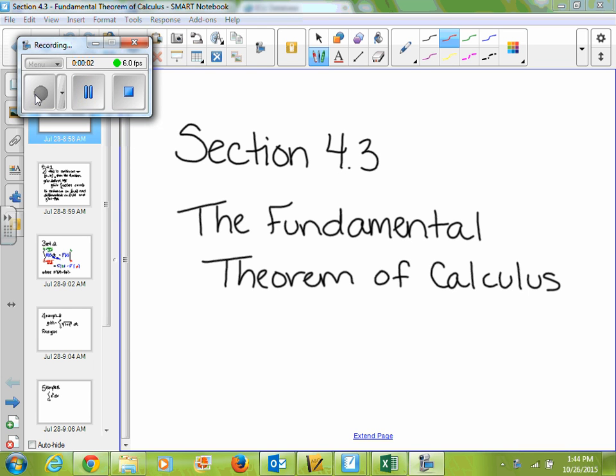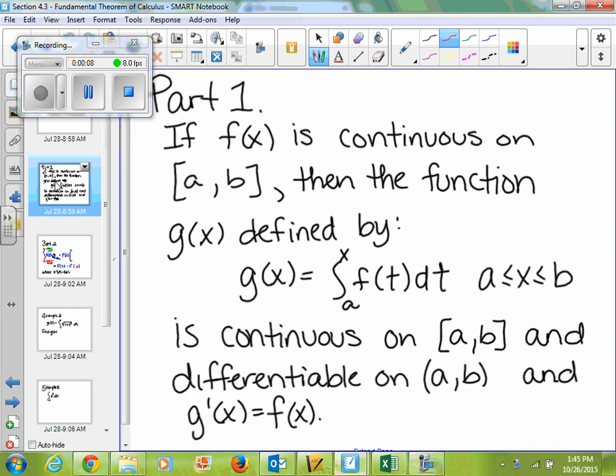Alright, section 4.3 is called the Fundamental Theorem of Calculus, and it has two parts. Part 1 goes over what it means to be able to take the integral, and part 2 will go over how to actually evaluate it.